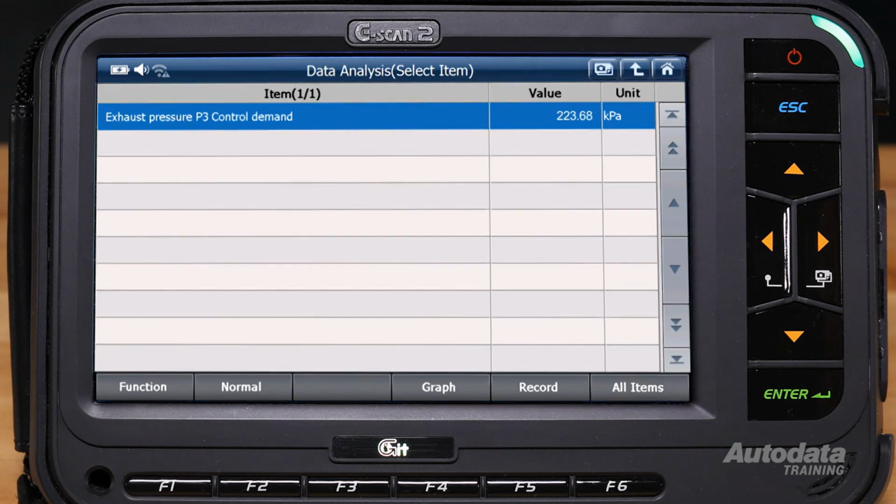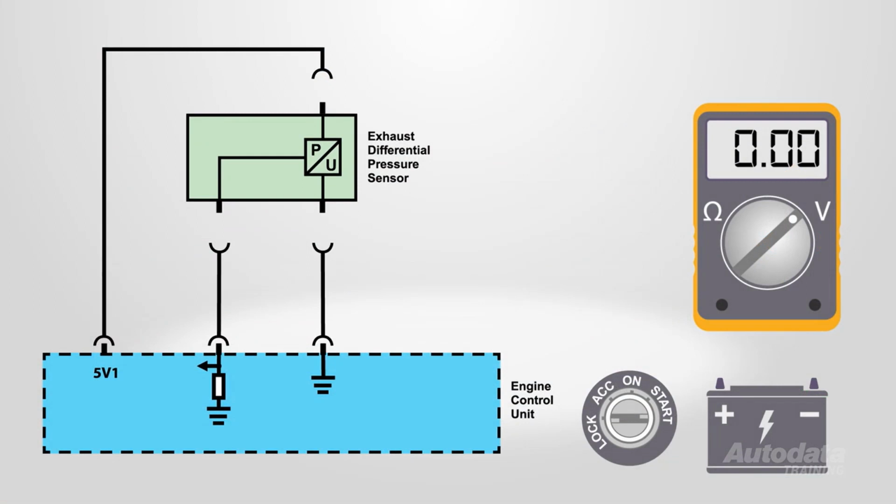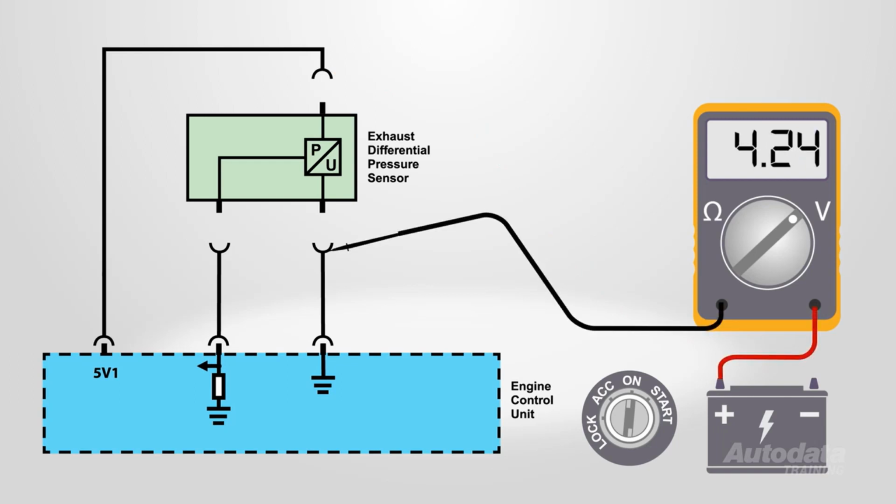An excessively high pressure value may indicate a blockage in either one of the sensor pipes, the sensor, or the DPF itself. Disconnect the sensor and turn the ignition on. Test for between 4.8 and 5.2 volts on the high reference terminal. This is done by connecting the meter between the terminal in the harness connector and battery negative. Check the ground circuit by connecting the meter between battery positive and the ground terminal in the pressure sensor harness connector. You should see battery voltage.